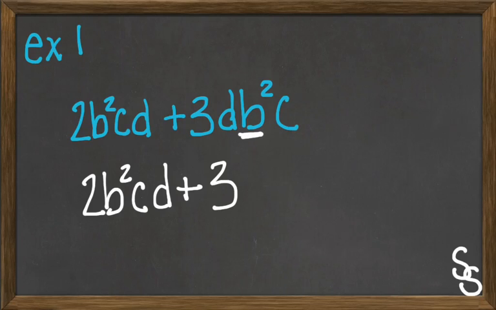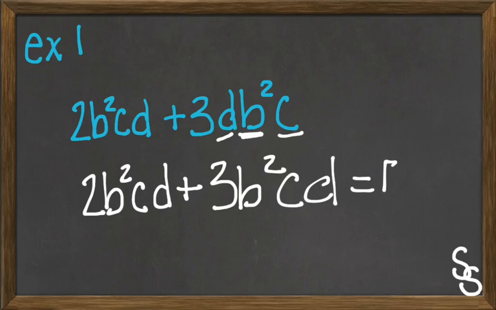So I find the b, then the c, and then the d. And look at that. We've got some like terms here, so we can combine them. We end up with 5b squared cd.